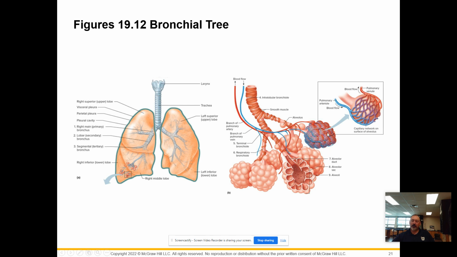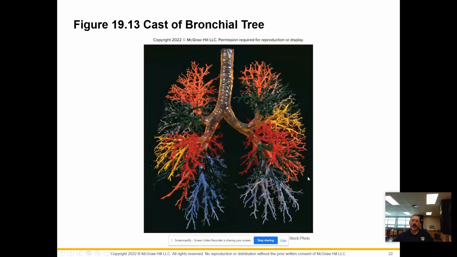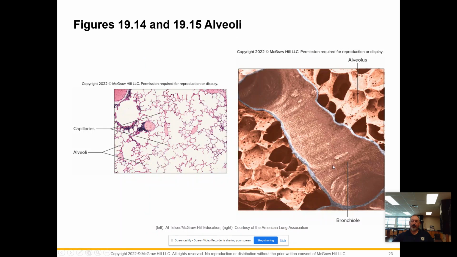So notice how it kind of looks like clusters of grapes. And if we look, there's going to be all these different rounded surfaces. That's right, it increases surface area. So the gas exchange is going to occur here in the alveoli sac. Here's the alveolar duct, alveoli sac. This is a singular alveoli. This is where gas exchange is taking place.